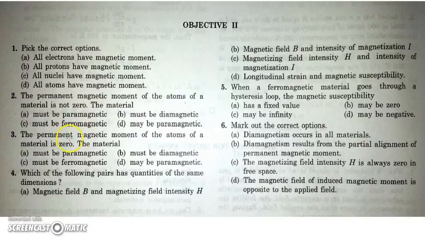In the next question, the permanent magnetic moment of an atom in a material is zero. The material should be obviously diamagnetic. Because the diamagnetic materials have zero permanent magnetic moment for individual atoms in the absence of any external magnetic field, the magnetic moment appears when the external magnetic field is applied.